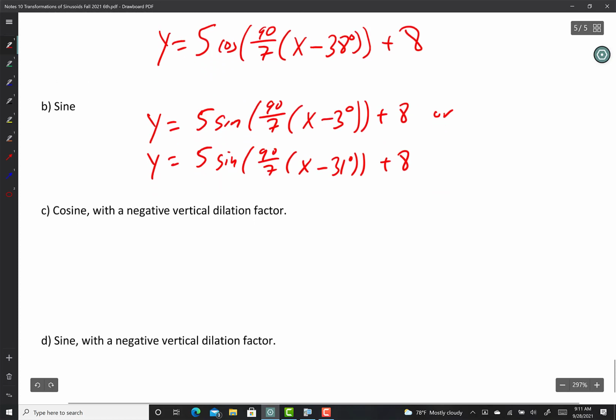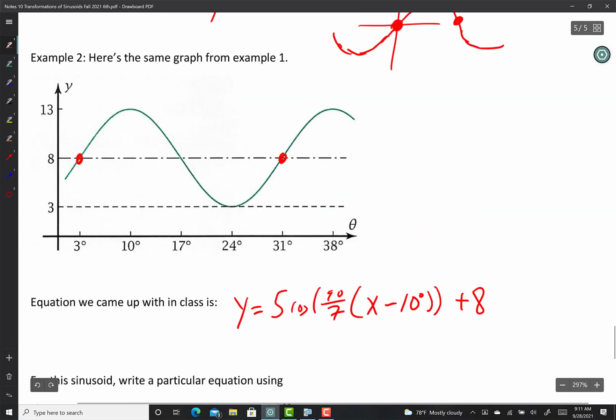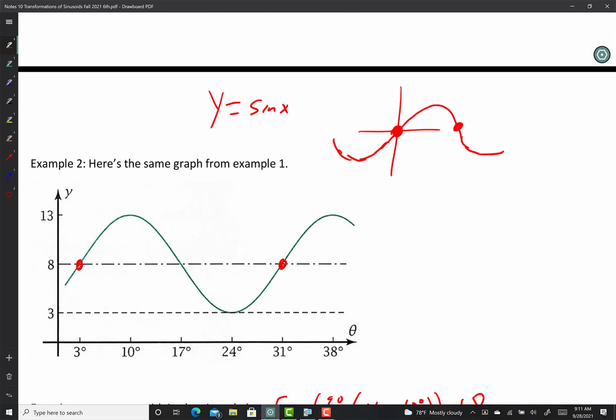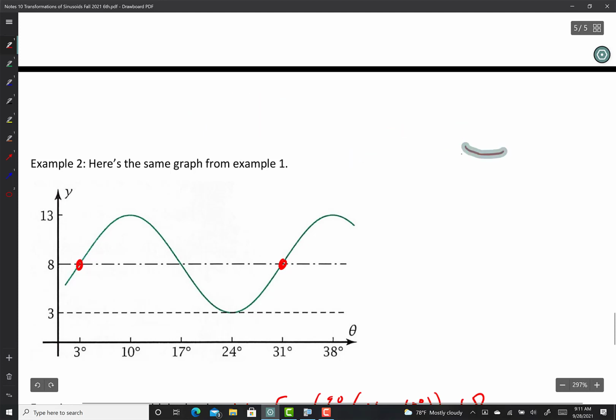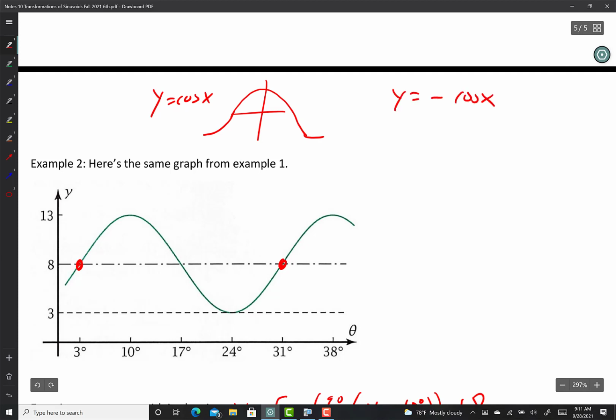Letter C. It says cosine with a negative vertical dilation. Uh-oh. So now they want a negative. All right. So here we go. Let me go ahead and erase this part here, guys. So just listen. Put your pencils down really fast. So I have y equals cosine x. It looks like this. What happens if I write y equals negative cosine x? Your maxes become mins and your mins become maxes. Perfect. So it looks like that. Yes or no? Yes.